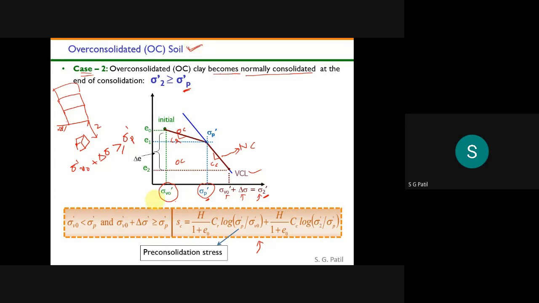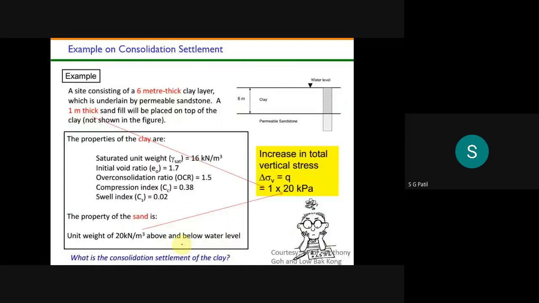Okay. So let us see one example. We'll take one practical example, and then we will see how to apply these formulas. So take this example. You see, a site consisting of a 6 meter thick clay. So this is my site. The 6 meter thick clay is underlain by a permeable sandstone.